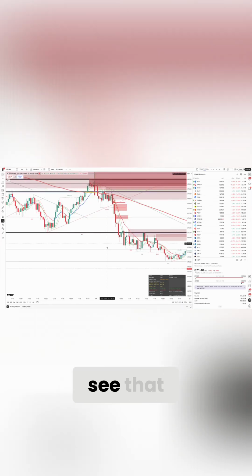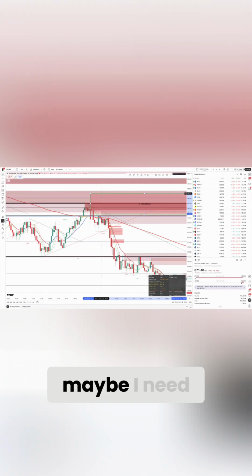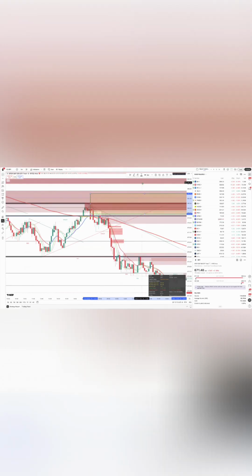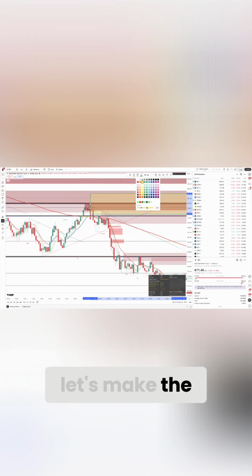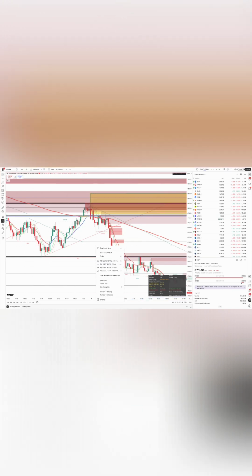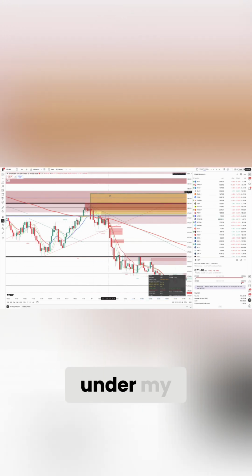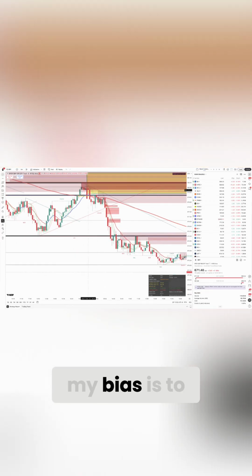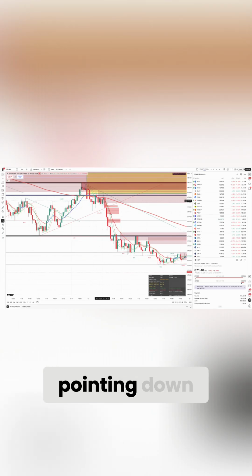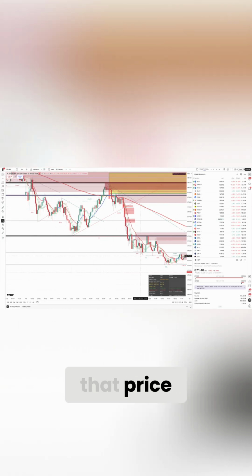Maybe I need to change this to a different color so y'all can keep up with it. All right, let's make the pre-market low yellow so you can see it better. Now that I'm under my pre-market low, my bias is to look for bearish price action. I'm under my 200 and under my 12. My 200 is red, my 12 is red, my WTMA is pointing down. Everything is showing me that price action is bearish.